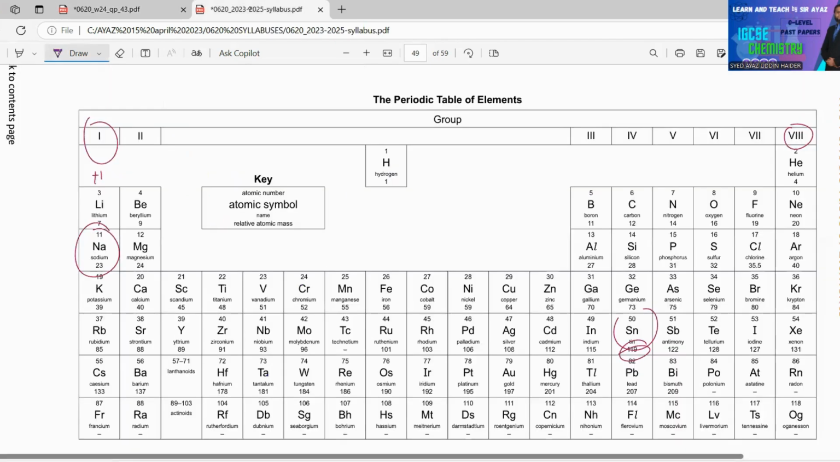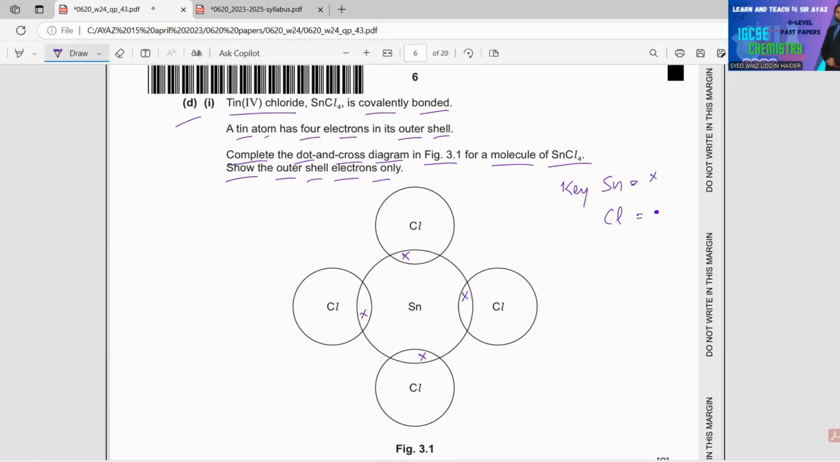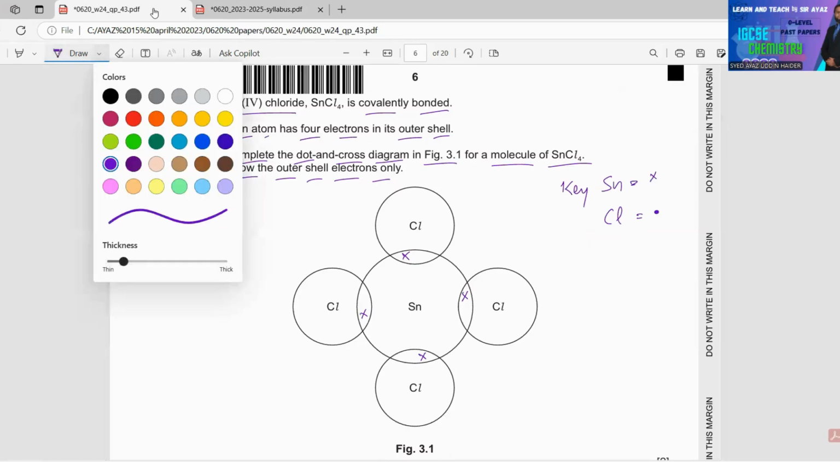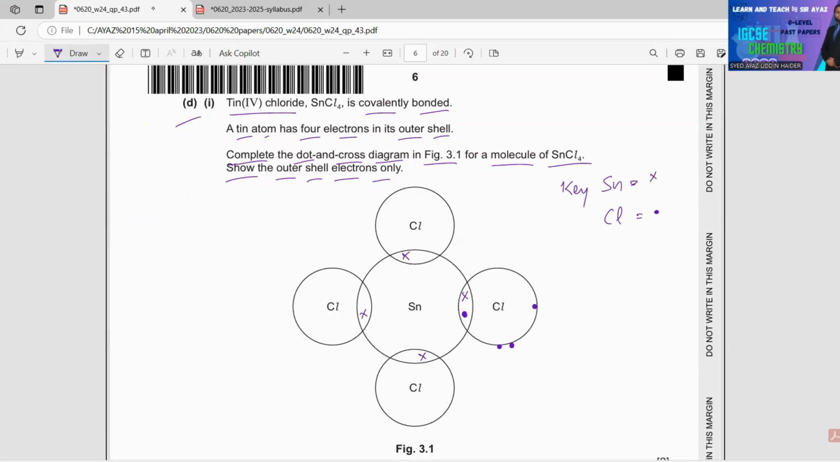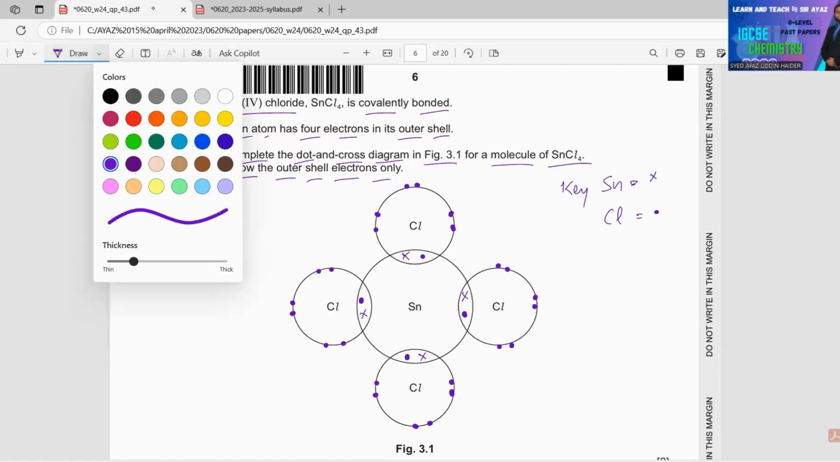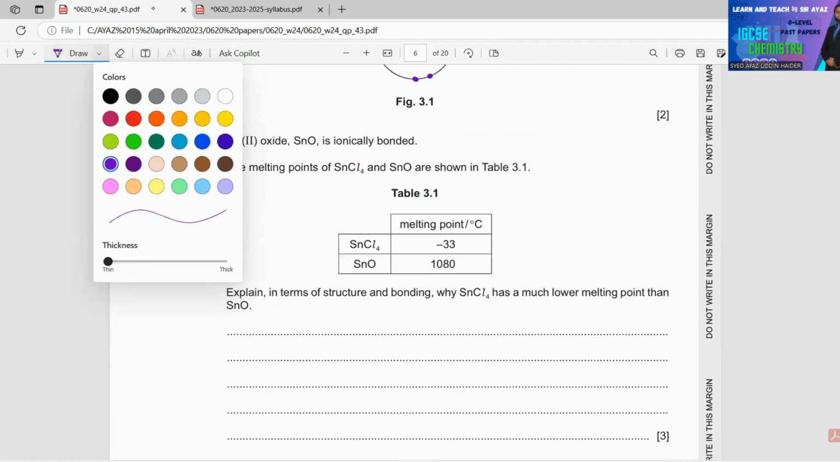What about chlorine? Here is chlorine. Chlorine is in group 7, which means it must have 7 valence electrons. So I'm going to show the 7 valence electrons of each chlorine. 1, 2, 3, 4, 5, 6, 7. Now this one, 1 to 7. This chlorine, 1 to 7. Last one, 1 to 7. All done. This will be the final dot and cross diagram.